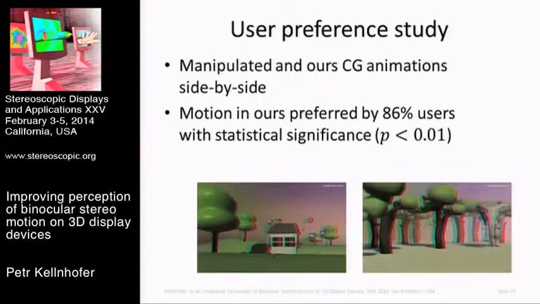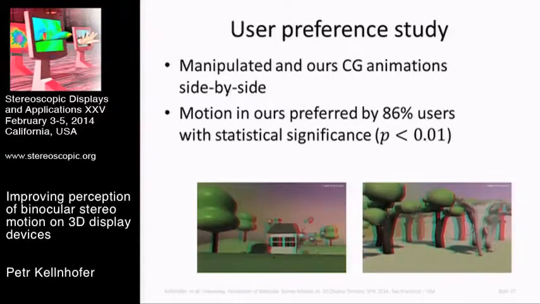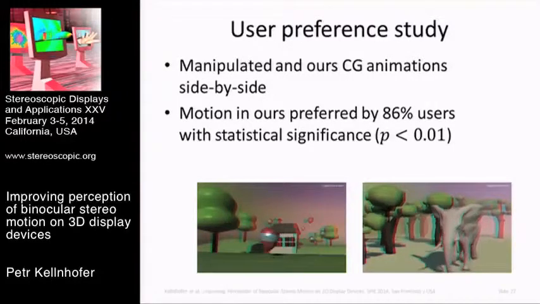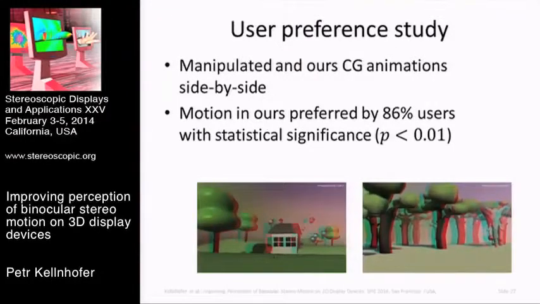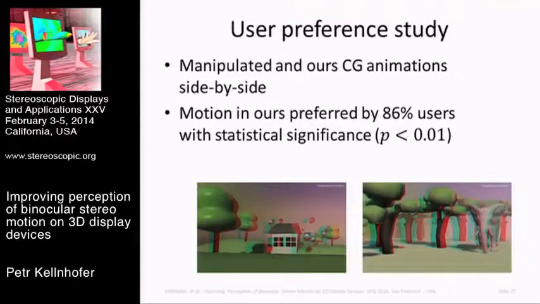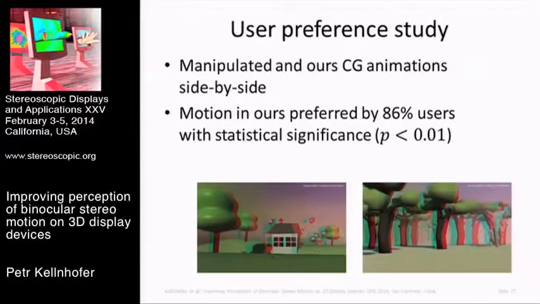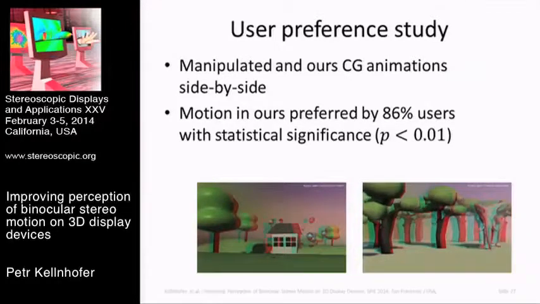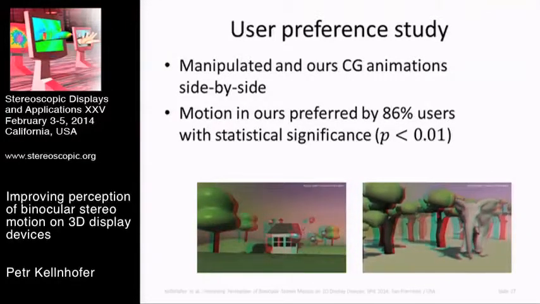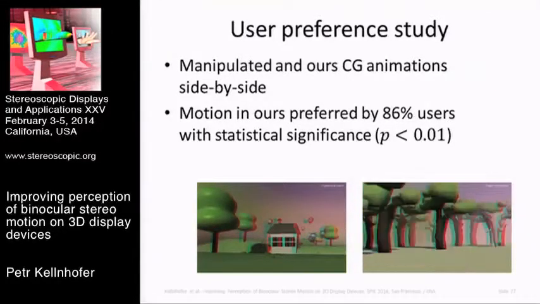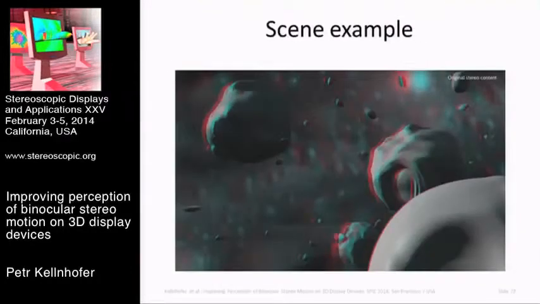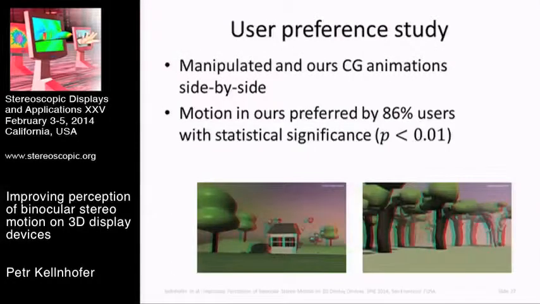So we have run a user preference study. We ask for more realistic motion representation with reference. So we showed always the original video, and then we showed the manipulated video and the video that we optimized after the manipulation. And yes, we achieved a statistically significant preference of our method over the manipulation.